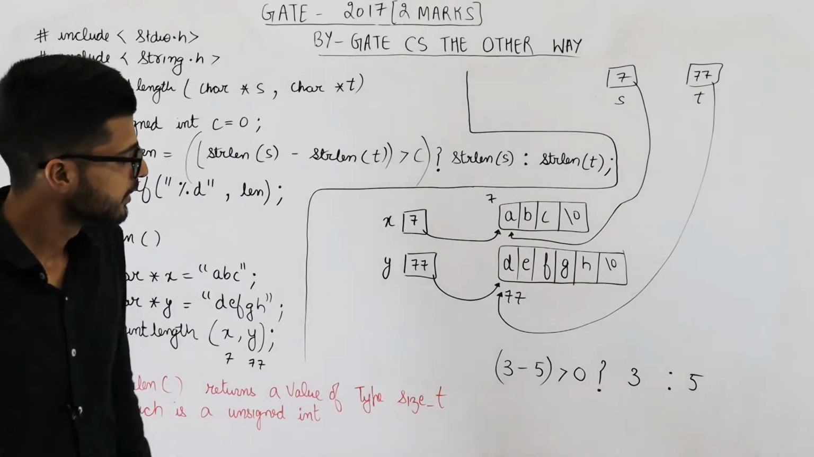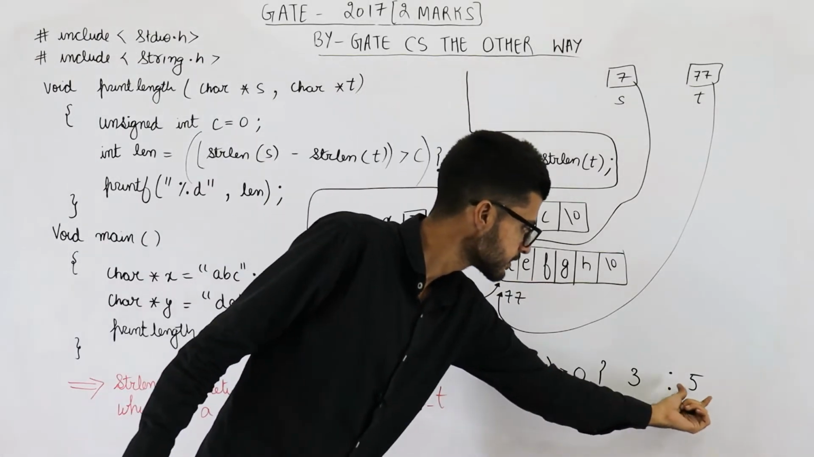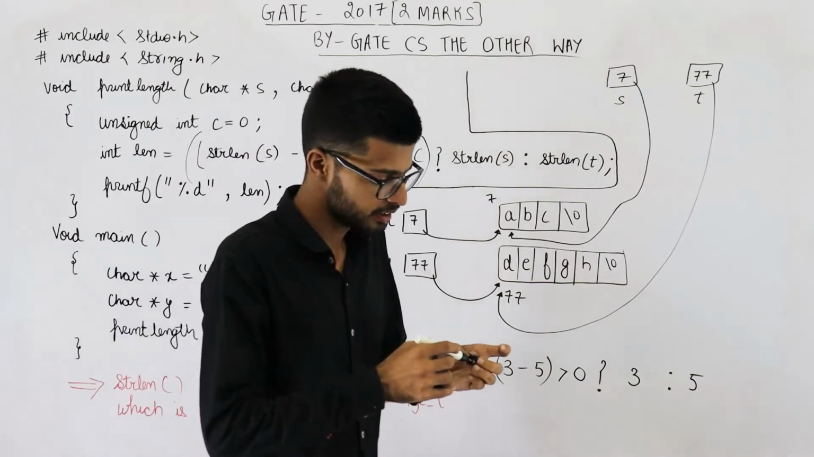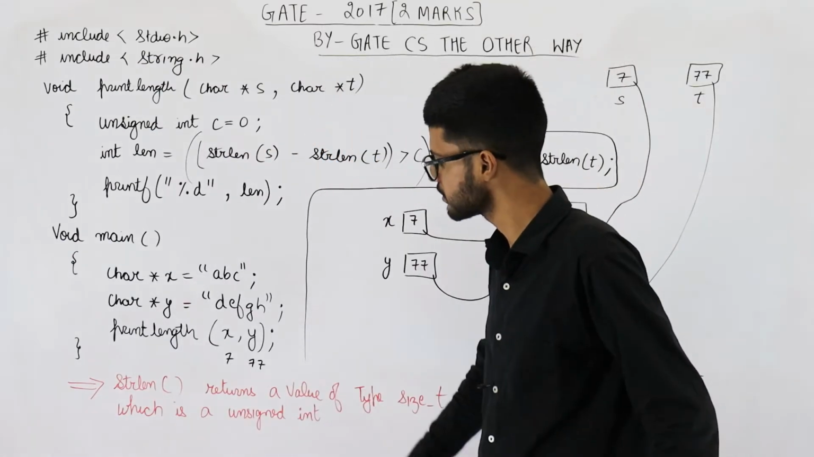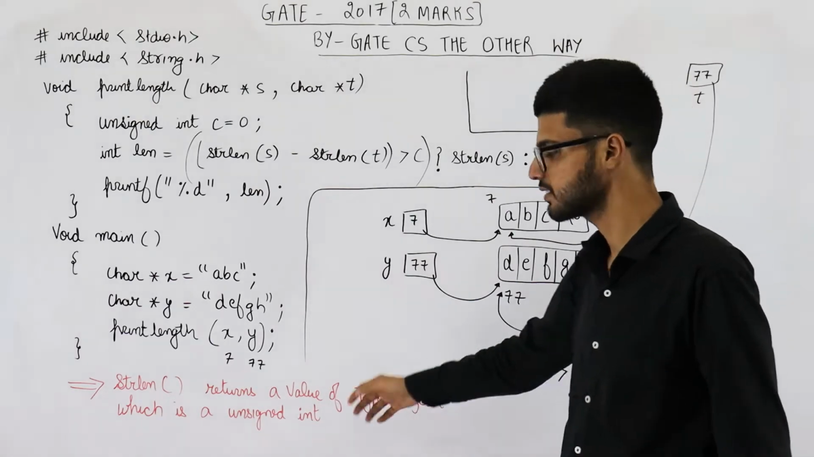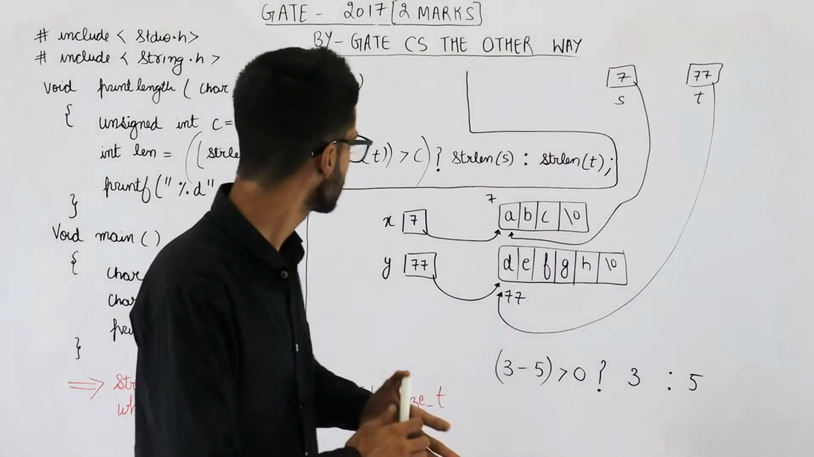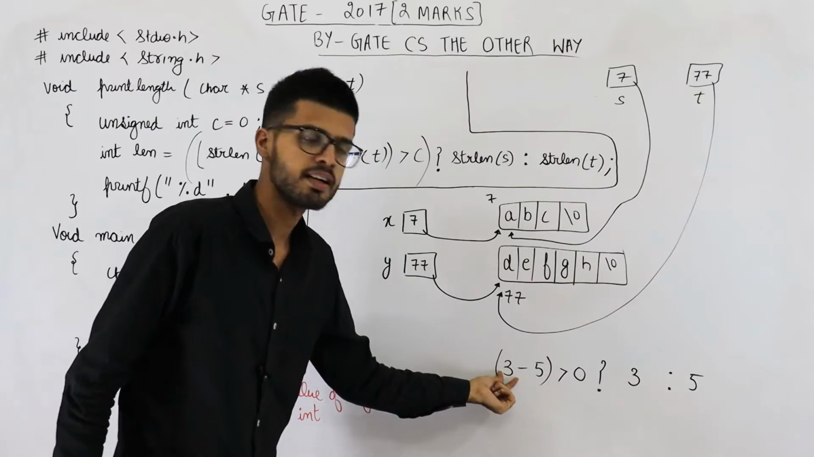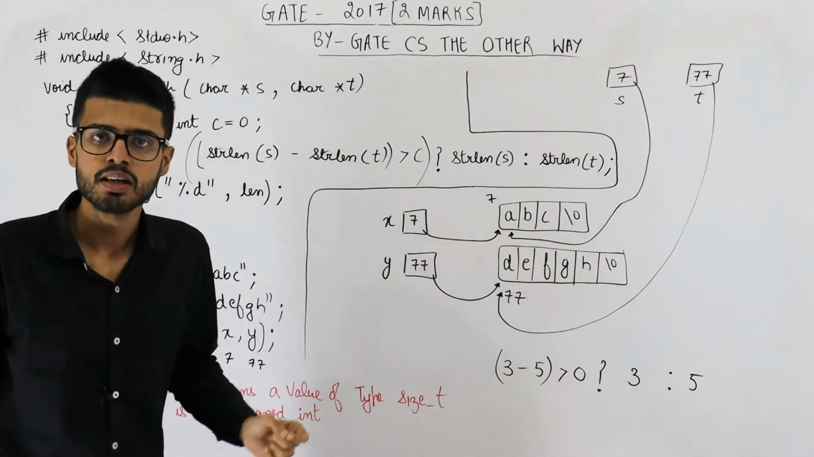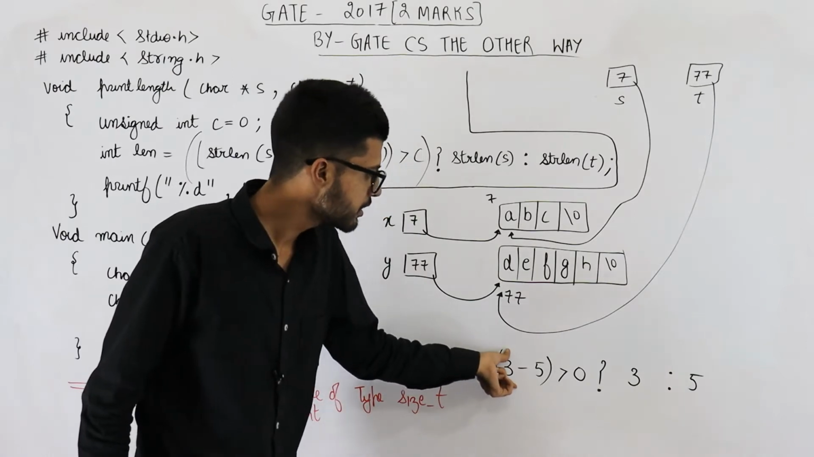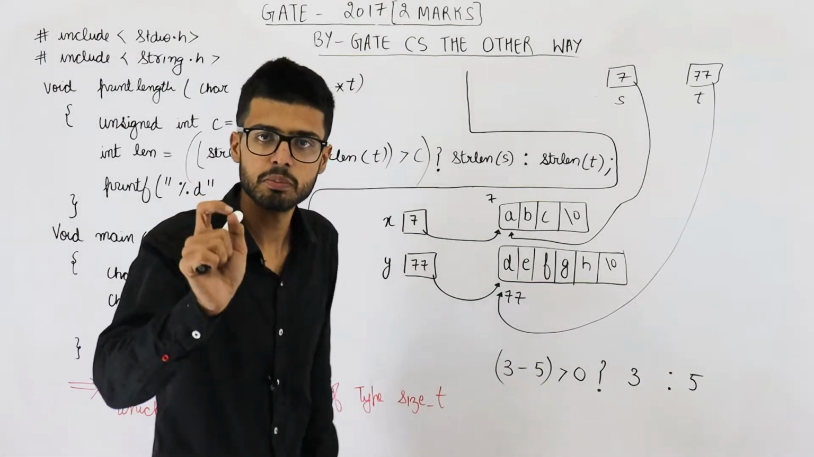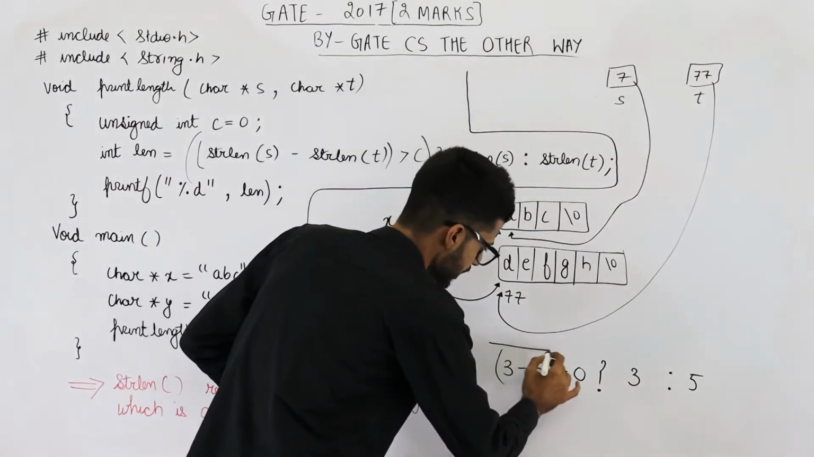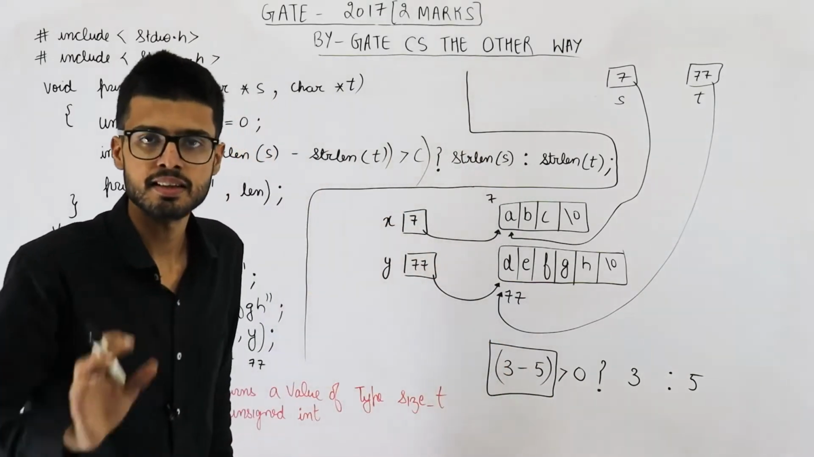Now if you think that this is false and hence value of this expression is 5, you are wrong. See, in question, they have specifically mentioned this line that string length returns a value of type size t and size t is unsigned integer. That means whatever is returned by this function call is an unsigned integer. So 3 is an unsigned integer. 5 is also an unsigned integer. Unsigned integer minus an unsigned integer will be an unsigned integer only. So whatever is the value of this bracket, it is an unsigned integer.